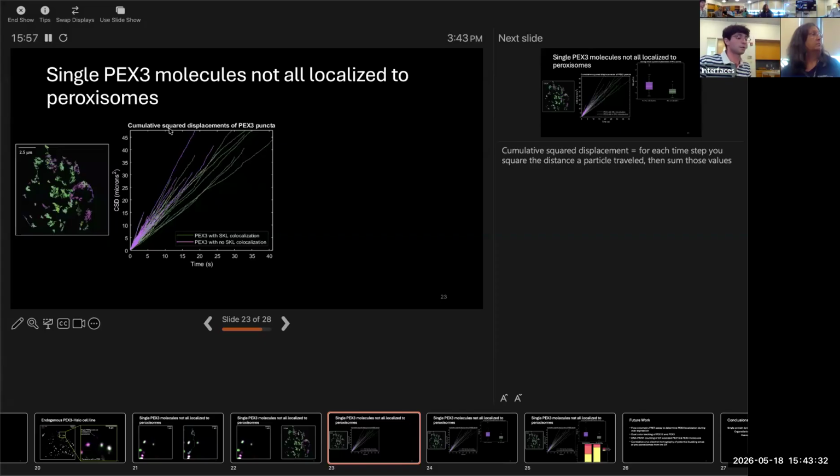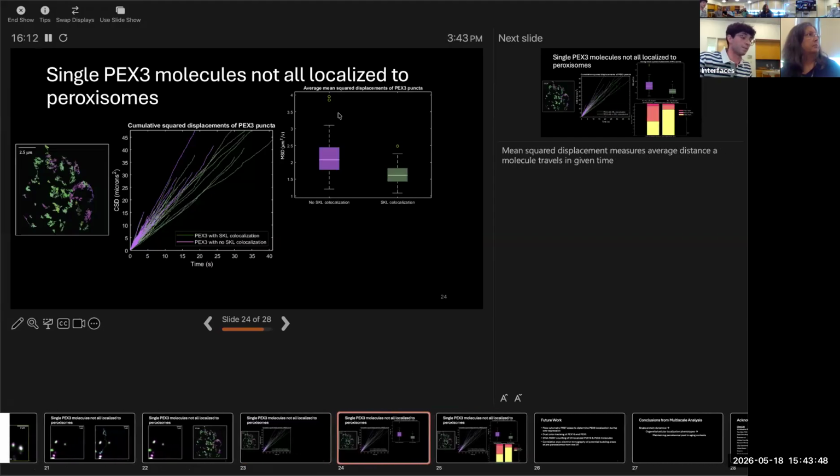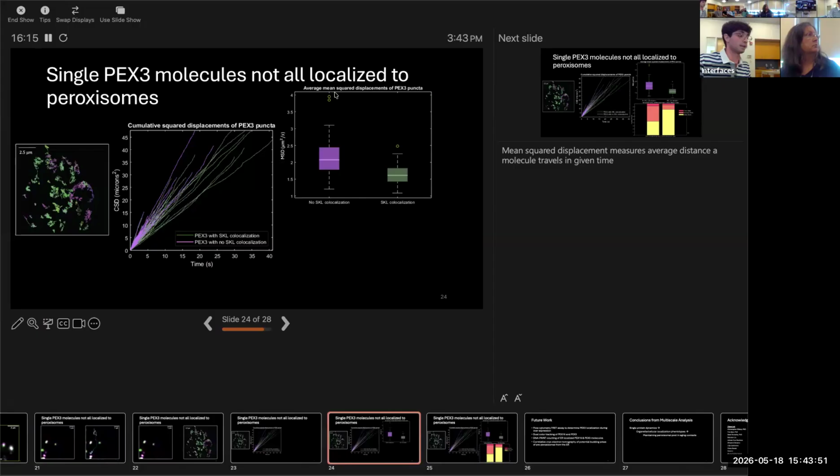What this cumulative square displacement is measuring is essentially the distance that the molecule is able to travel. You can see in general, from taking the slopes of each of these individual lines, that the slope of the cumulative square displacement is the mean square displacement. And by taking the slope of each individual trajectory, you can see that in general, when the PEX3 is not co-localized to the peroxisome, it is moving faster, or diffusing faster, which is a good sign because obviously if it's in a peroxisome, it's going to be confined to a specific area.